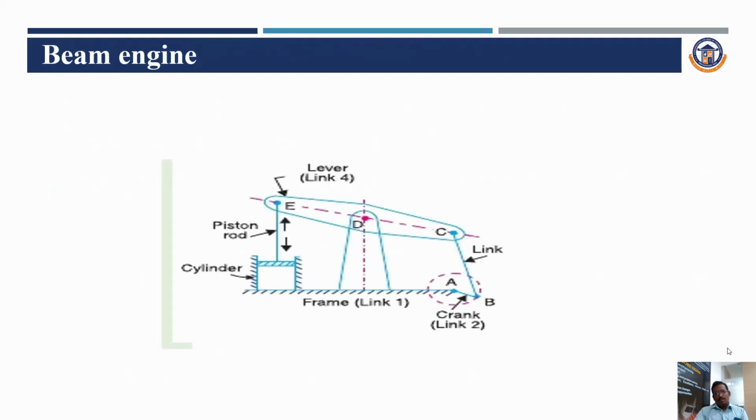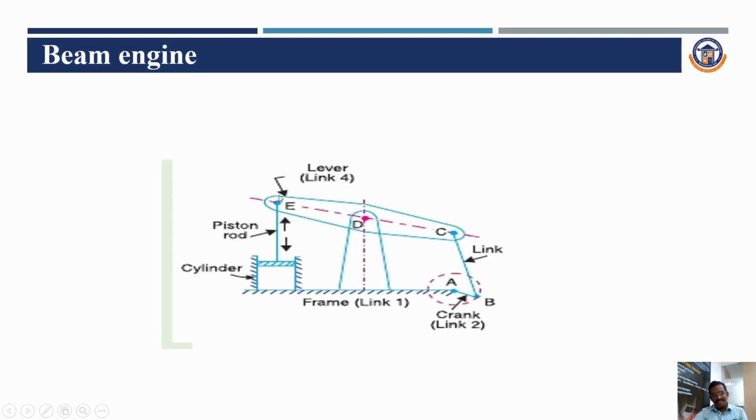This is a beam engine. This is a crank, the smallest link. The frame is fixed, and the cylinder. This is the frame, a fixed link 1, and it is the shortest link. This is called the crank, that means AB, link 2. Next, CB is link 3. Next, CE is link 4.